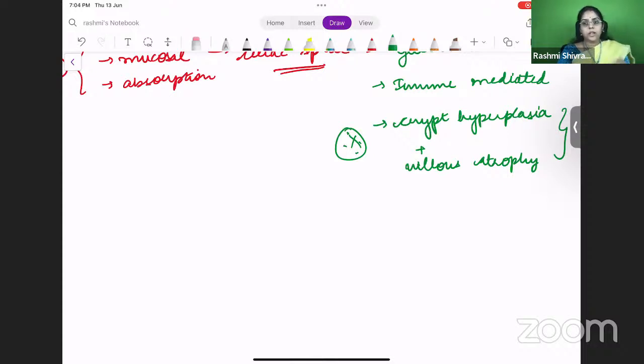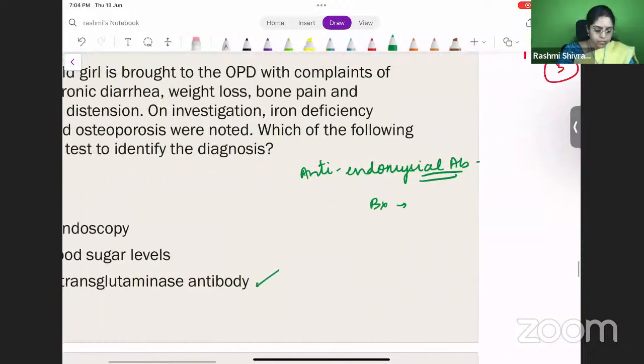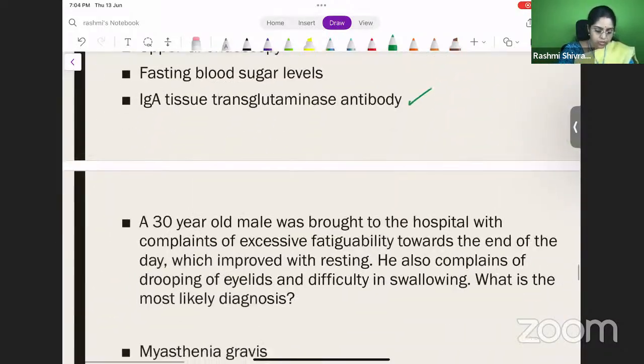Okay, so what are the other malabsorption syndromes that you must be remembering? You'll be having tropical sprue, you can have abetalipoproteinemia or lactose intolerance. These are also very, very important malabsorption syndromes. Okay, yes. So let's go on to the next question.